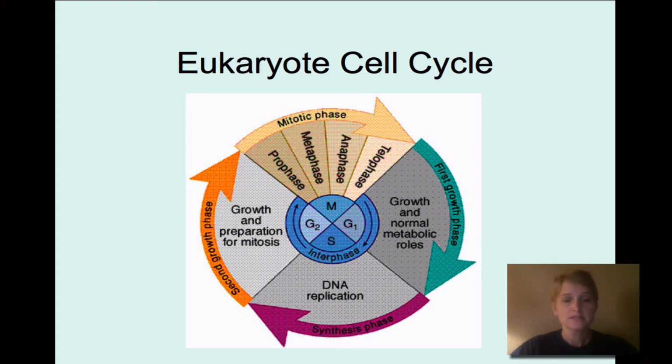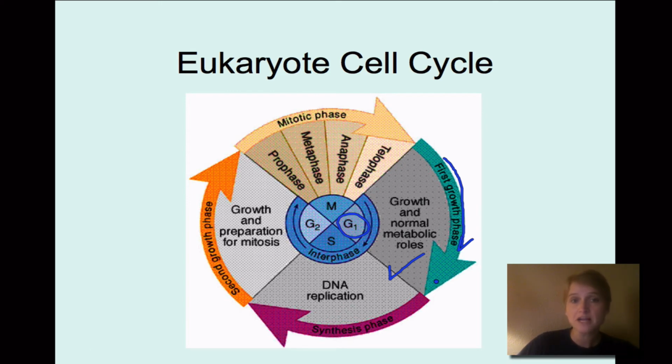So let's go through the cell cycle. We're going to start here with G1, and this represents the first growth phase. In this part of the cell cycle, the cell is growing, it is doing normal metabolism, it's reaching the correct size, and then once it gets through this growth phase, there's a checkpoint, and the cell checks and says, is everything okay?